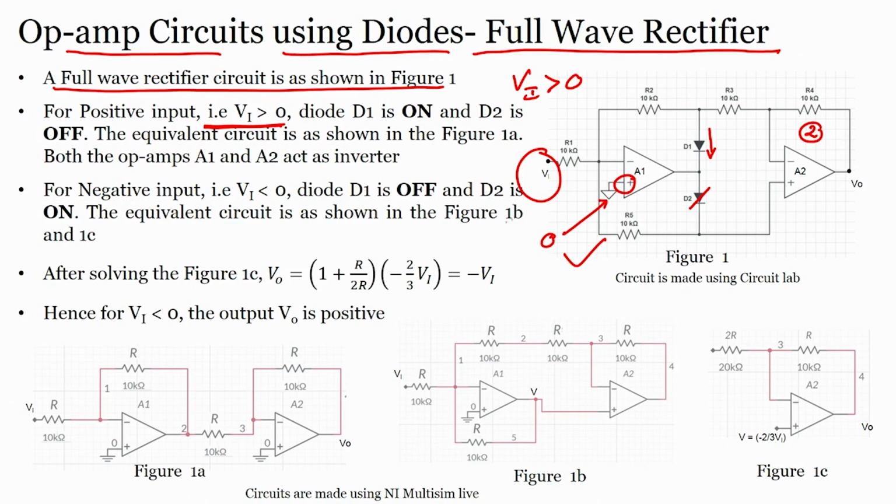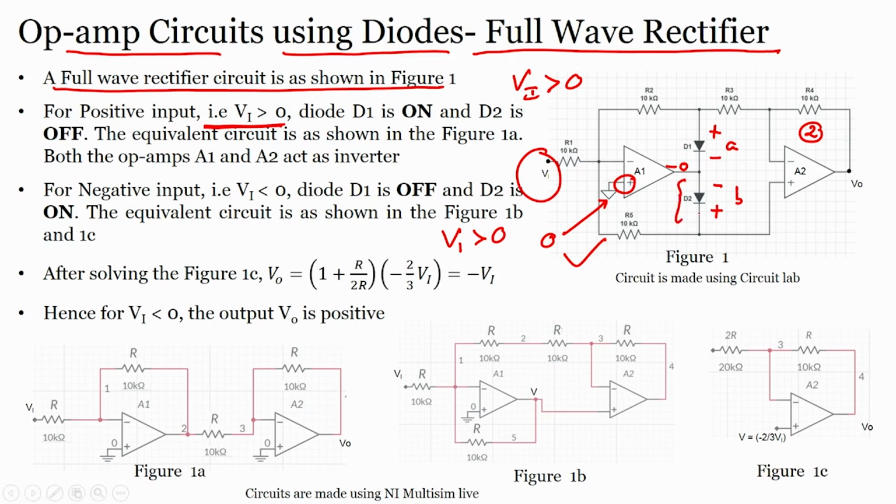So, if my input voltage Vi is greater than 0, that means it is greater than the non-inverting terminal, then my output would be minus, or it will be 0. It can be minus, 0, whatever it is. That means this will be plus, this will be minus, this will be minus, this will be plus, correct. That means diode D1, or diode A, will start conducting, and diode B will not conduct, because this is opposite polarity.